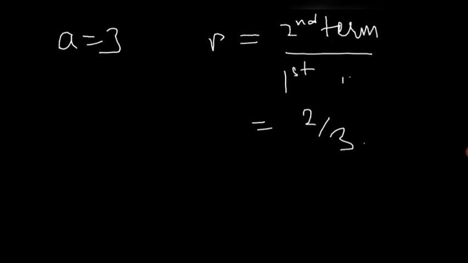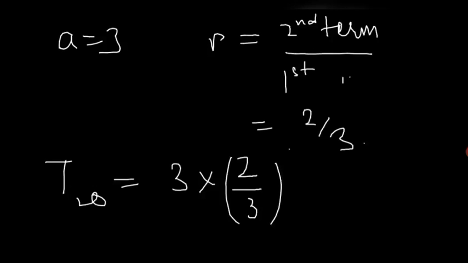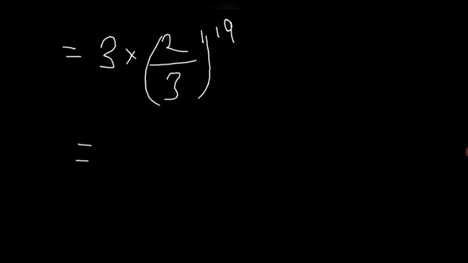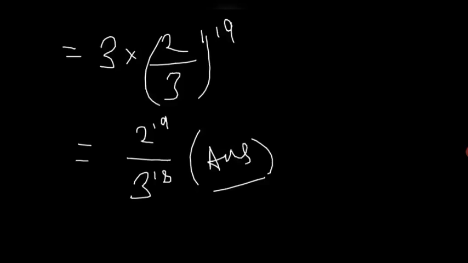So my T20 will be nothing but 3 into (2 by 3) to the power 20 minus 1. That will be nothing but 3 into 2 to the power 19 by 3 to the power 19, which is 2 to the power 19 by 3 to the power 18. This is my answer. You don't have to break this down further. Write this in the exam, you will get the marks.